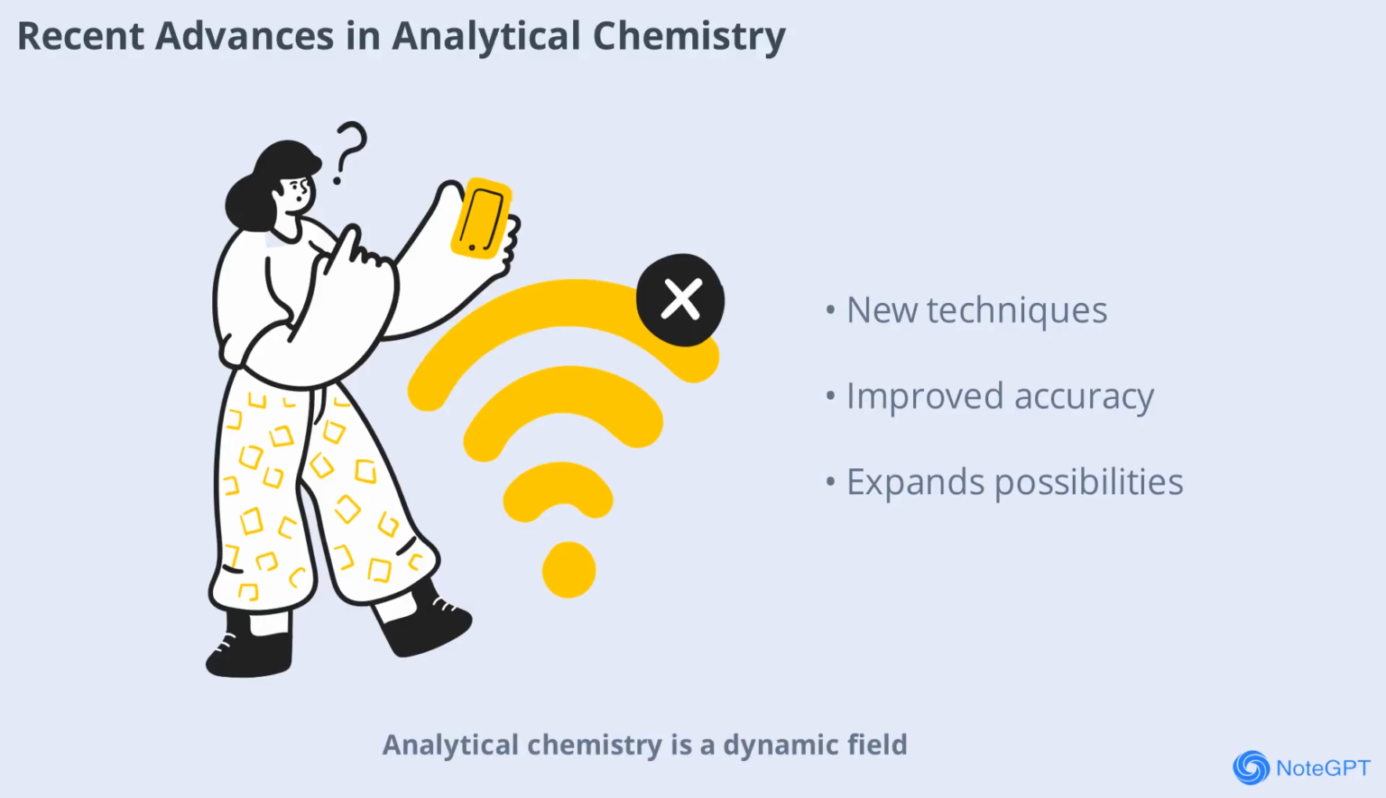Analytical chemistry is a dynamic field, with new techniques and technologies emerging all the time. Advances in instrumentation, automation, and data analysis have made it possible to detect substances at lower concentrations and with greater accuracy. Staying updated with these developments helps scientists tackle new challenges and expand the possibilities of chemical analysis.